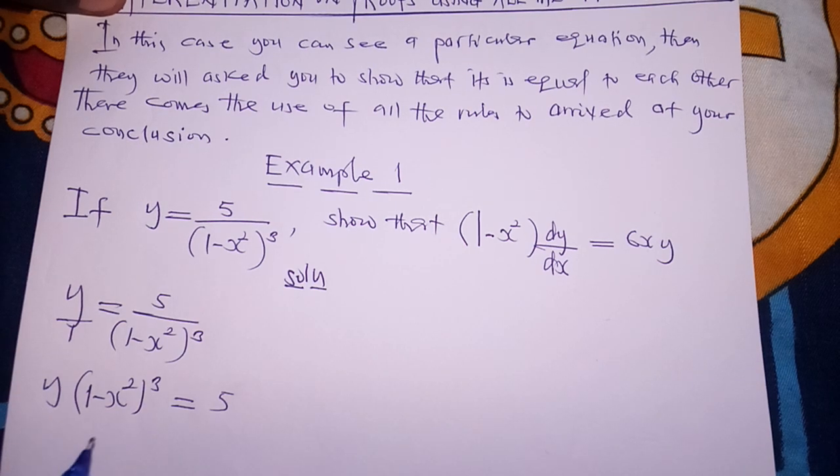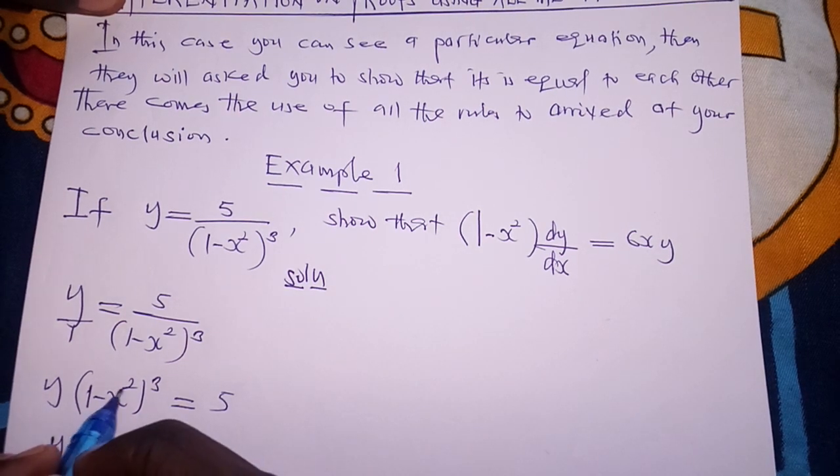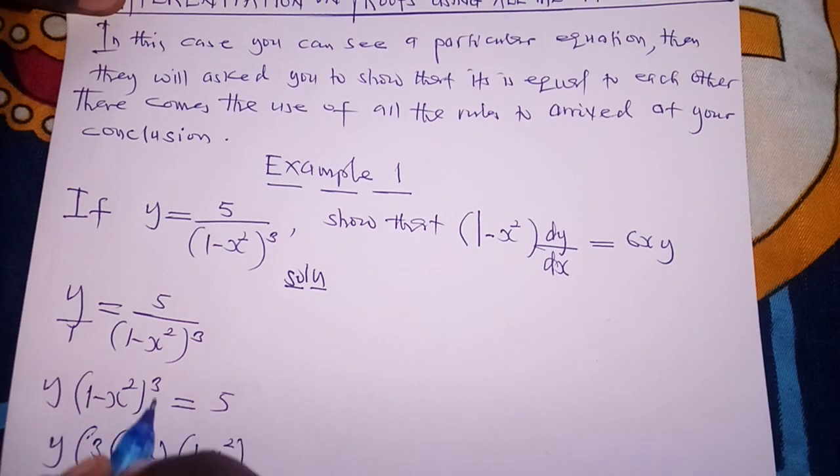Now the first step, let's hold y constant, then we differentiate this bracket. Since this is chain rule, we have 3, then differentiating what is inside gives minus 2x, after which we make sure we write everything here also. That is, we write (1 minus x squared), then we subtract the power by 1, so the power becomes 2. That is exactly what we did. Now we hold y constant and differentiate this bracket.